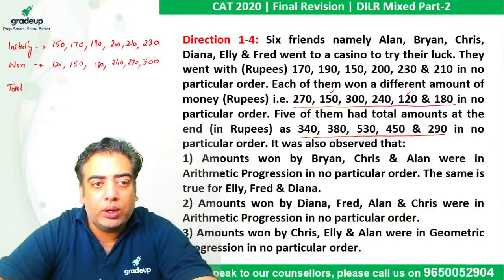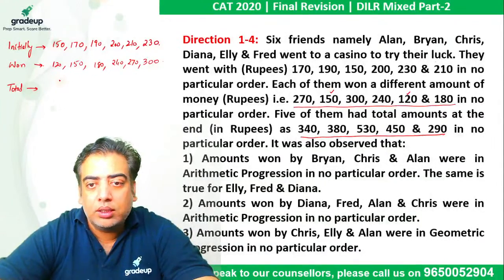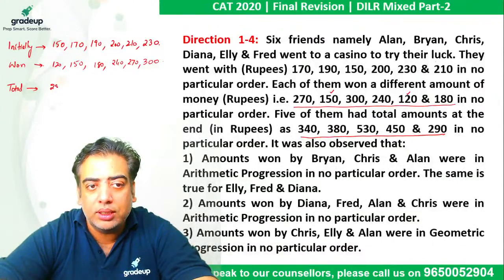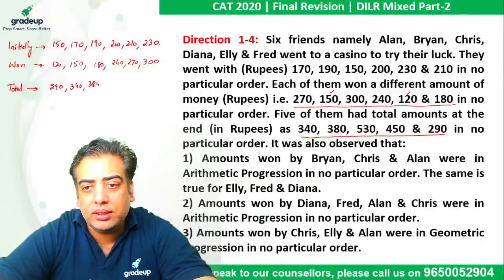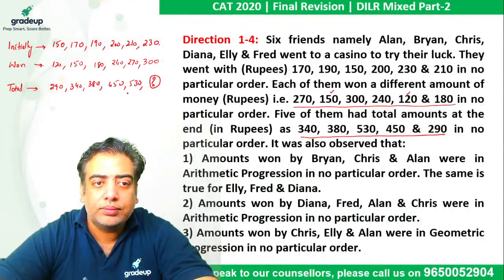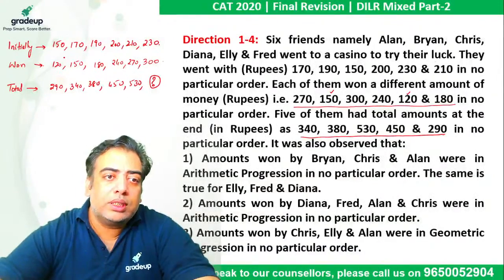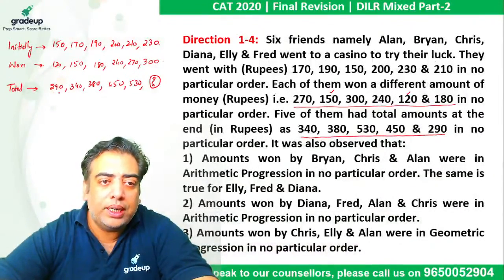So one of them is unknown. So the values again I'm going to write in increasing order. So it is 290, 340, 380, 450, and 530. So one of the values is unknown, which will be anywhere along this. So the sum of two values should be among these.